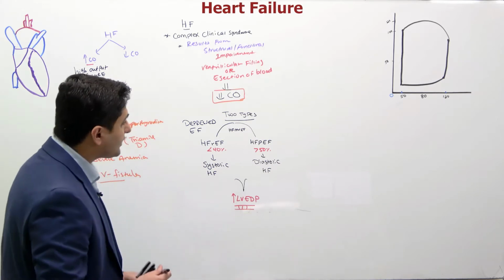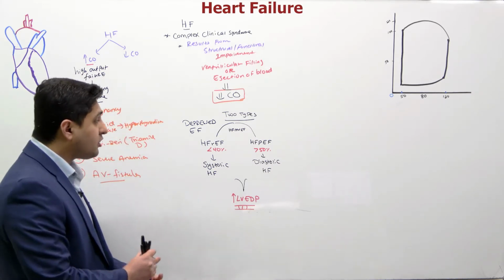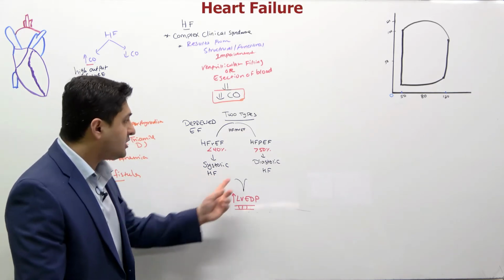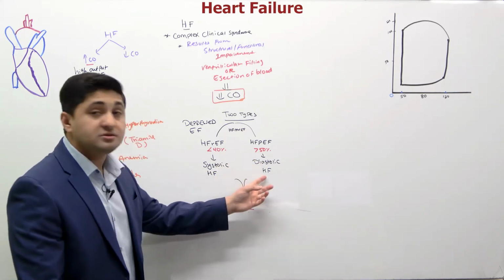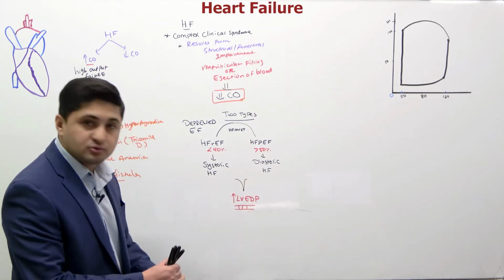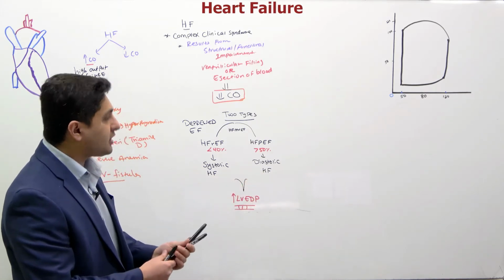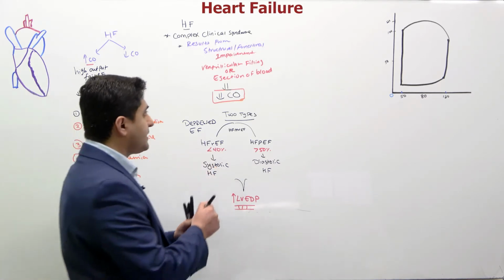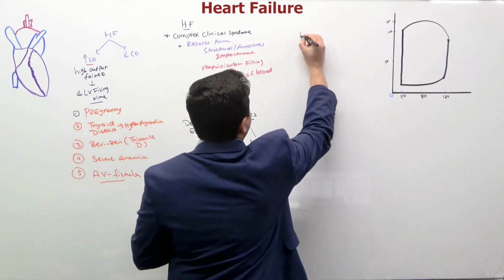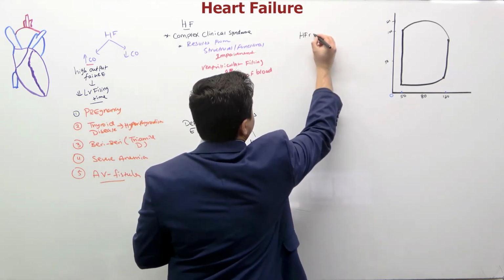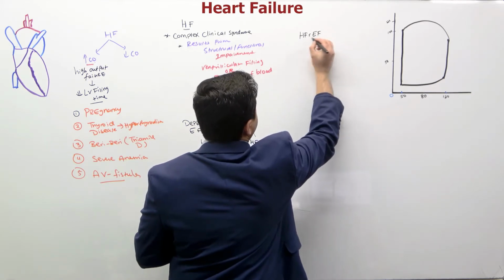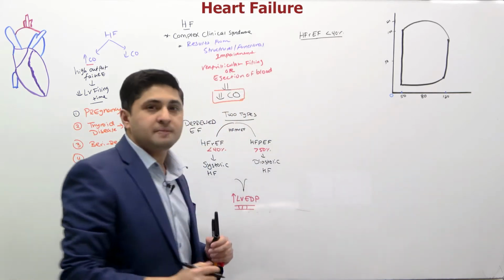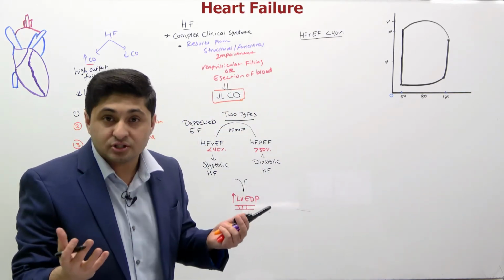Now, when we talk about systolic heart failure, we have to talk about what the causes are that lead to systolic heart failure, and what the causes are that lead to diastolic heart failure. That is what we have to talk about. Now we'll go with systolic heart failure, or we'll write down HFrEF. We're talking about the ejection fraction being less than 40% in this case. What are the conditions that can result in less than 40% ejection fraction?